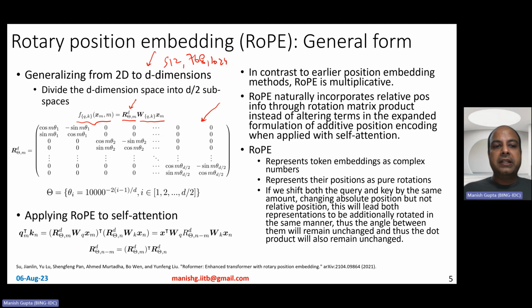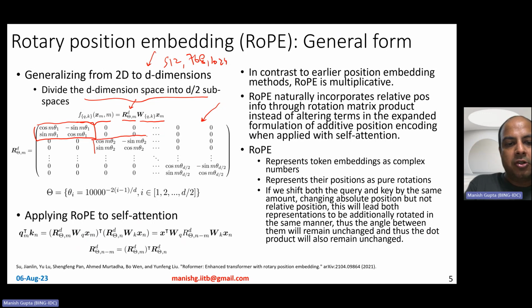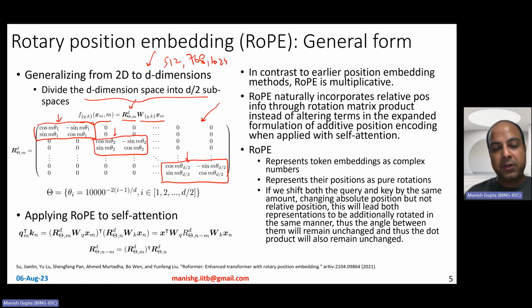Essentially, it's given as follows. You divide the D-dimensional space into D by 2 subspaces, each 2 by 2, and D by 2 of them. You divide them into these subspaces, and you have a block diagonal rotary matrix. Now the thetas you see here are fixed in the same way as was done in the transformer paper. The theta there also was fixed as this.